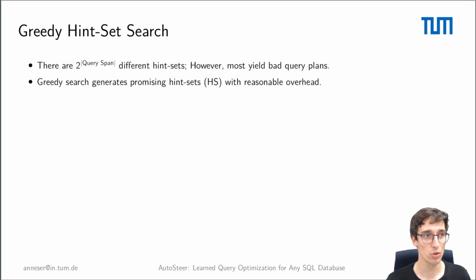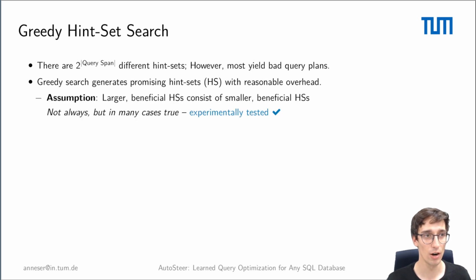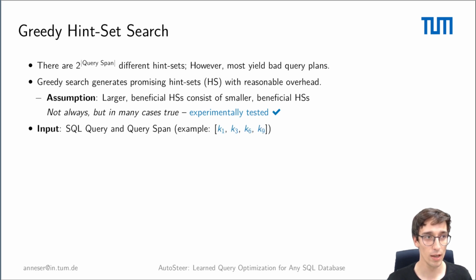The greedy search tries to find the most promising hint sets with reasonable overhead and assumes that larger beneficial hint sets are constructed of smaller beneficial hint sets. While this assumption is not always true, it is true in most cases, as our experiments have shown. The input for the algorithm is the SQL query and the query span.